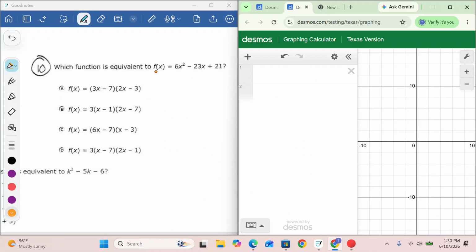You'll see the problem. So the questions at 10, 11, and 12, they're just saying which function is equivalent to f of x is equal to this. Remember that f of x, you don't have to worry about f of x. So you're going to scratch out, you see on the paper, you're going to cross out all the f of x. We don't have to deal with f of x at all.